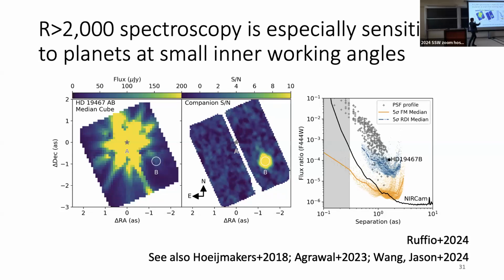For example, using JWST, we showed that we might be able to be more sensitive than the coronagraphic mode on JWST with an integral field spectrograph and the higher spectral resolution.